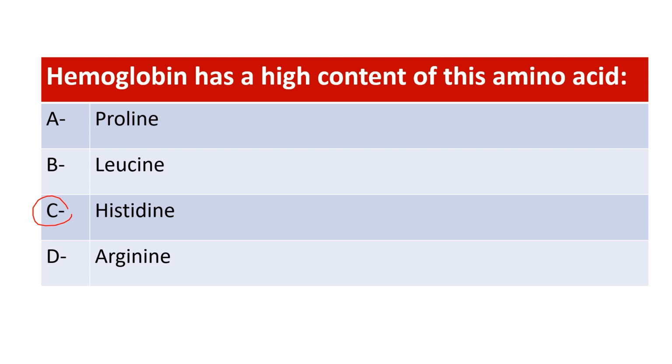Arginine, yes, it's a part of hemoglobin, but does not play as important a role as histidine. Lysine is also found in hemoglobin, but it is not the most abundant one. Proline is also present in hemoglobin, but is not particularly abundant and does not play as critical a role as histidine. So the answer is histidine.